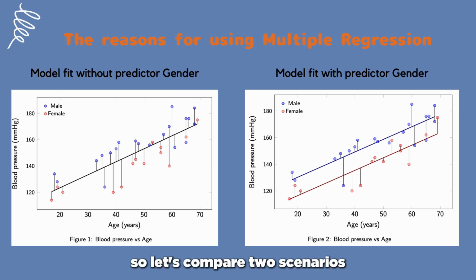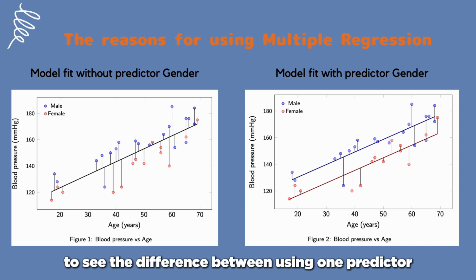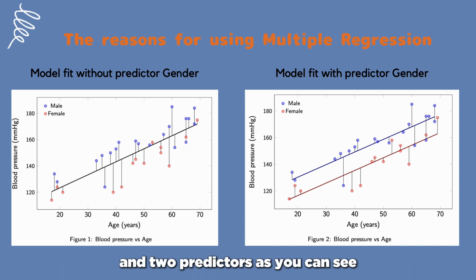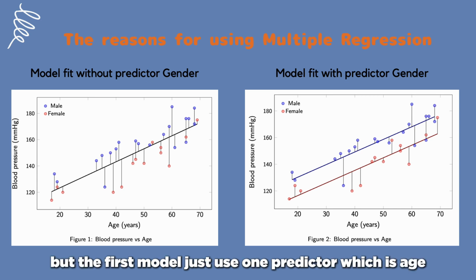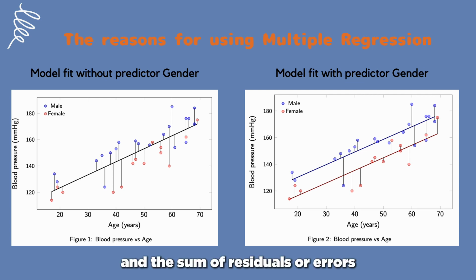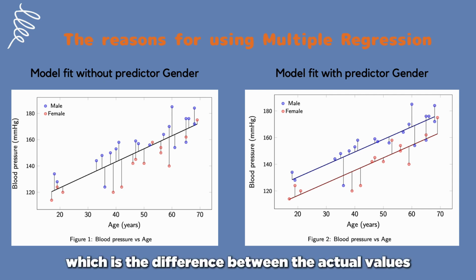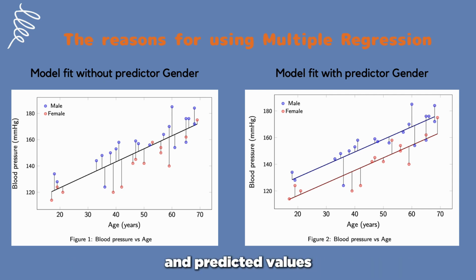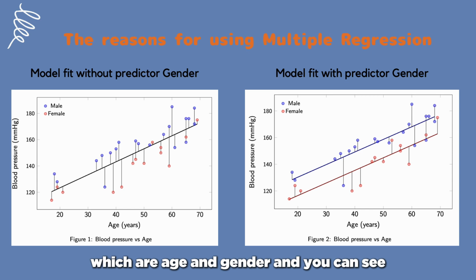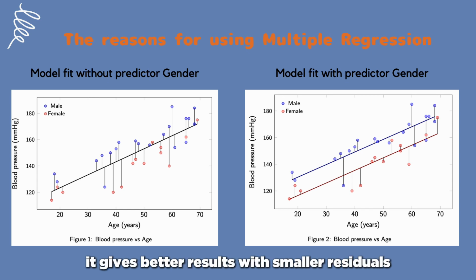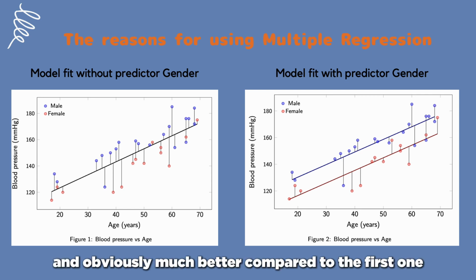So let's compare two scenarios to see the difference between using one predictor and two predictors. As you can see, both models predict blood pressure, but the first model just uses one predictor, which is age, and the sum of squared errors, which is the difference between the actual values and predicted values, is much larger than in the second model. The second one has two predictors, which are age and gender, and you can see it yields better results with smaller residuals, and is obviously much better compared to the first one.